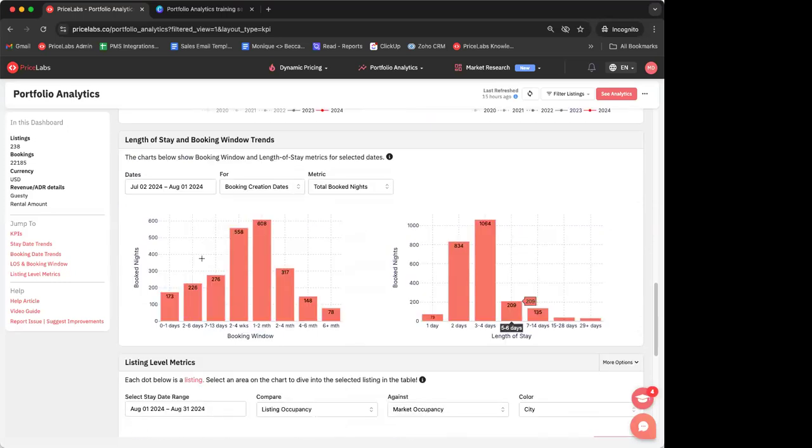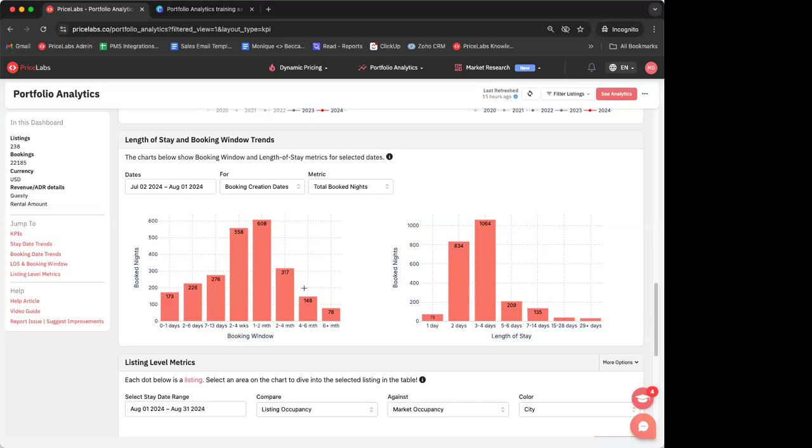All right, moving along to the length of stay and booking window trends. This is probably one of my favorite sections because it's going to tell me what the lead times are and how long people are staying for. So what we're looking at right now are all the reservations, all the booked nights that were made between July 2nd and August 1st. So for the last 30 days, based on the booking creation dates.